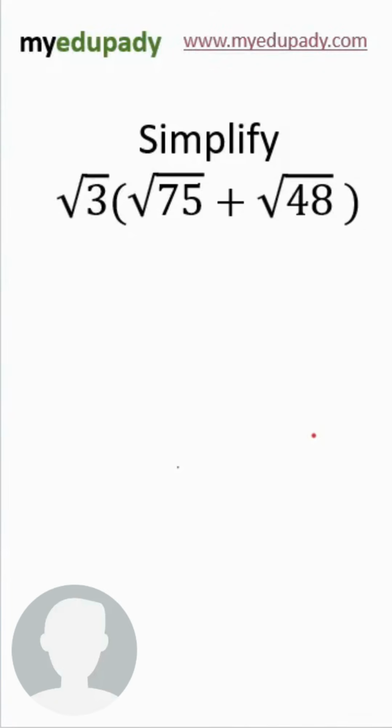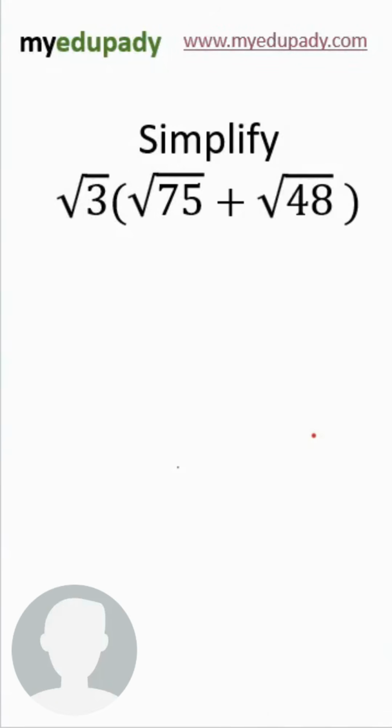So we have this short question: simplify root 3 in bracket with 75 plus root 48. So the first thing we are going to do is try to decongest what we have inside our bracket. By decongest, what do I mean? I want to try to write root 75 as a simpler term and root 48 as a simpler term. So what am I going to do?